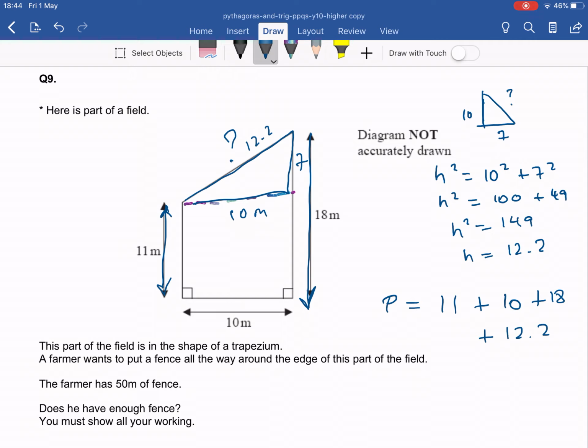So I added up all my numbers and the grand total is 51.2. Okay, so obviously he doesn't have enough because he only has 50 meters of fence. There you go. That's question number 9.